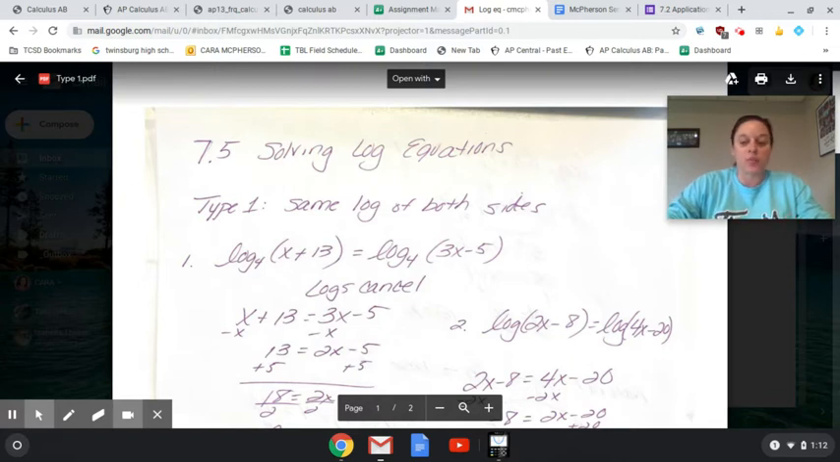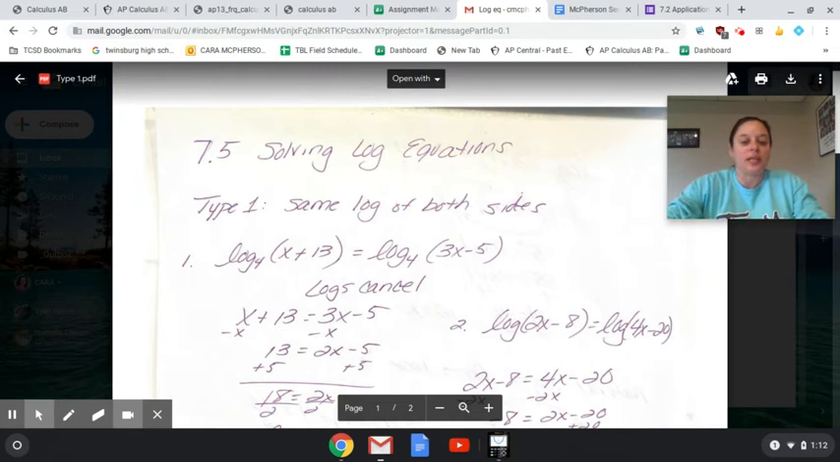So first one, type 1. The way I would describe type 1 would be any equation that has the same logarithm on both sides. So you're going to see a log base 3 on this side, a log base 3 on this side, or a common log on this side, a common log on this side. They are by far the easiest logarithm ones to solve.